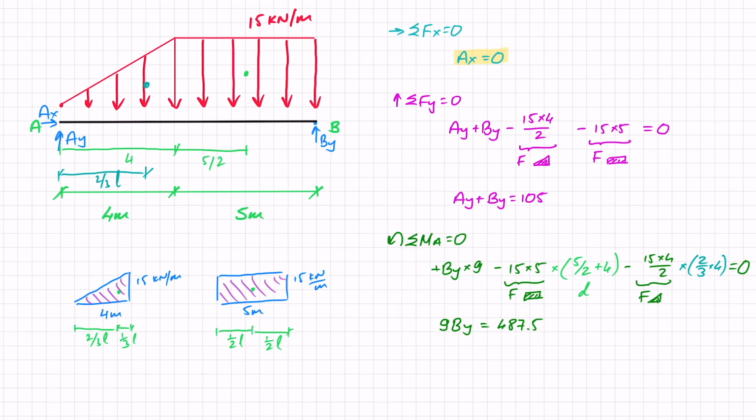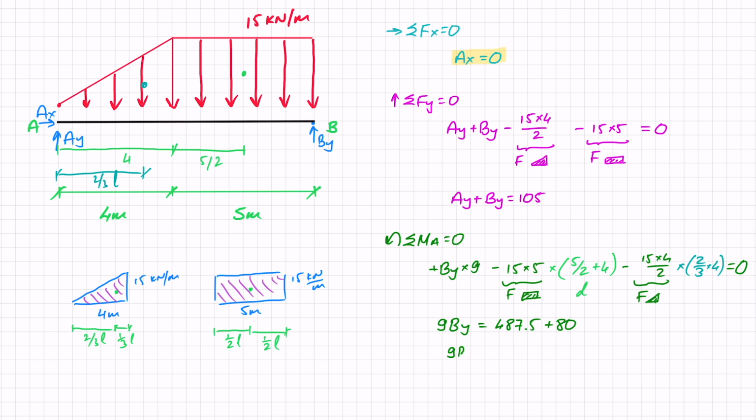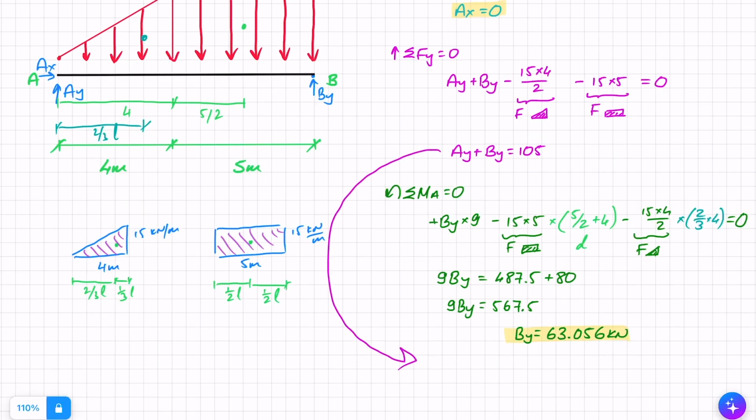487.5. That is from the rectangle, plus 80 from the triangle. So 9 BY equals 567.5, and BY works out as 63.056 kilonewtons.